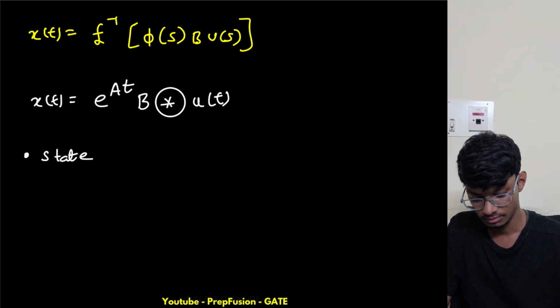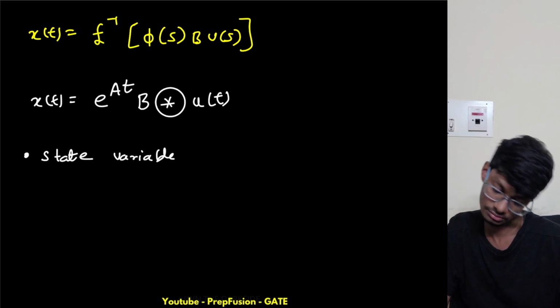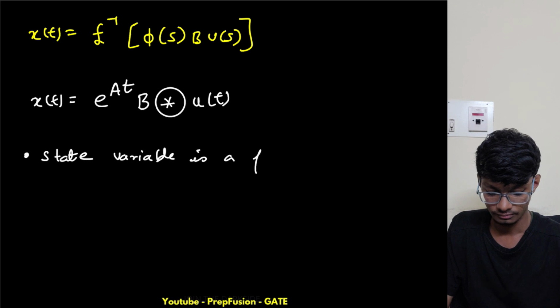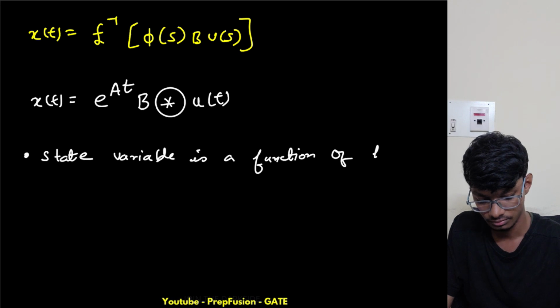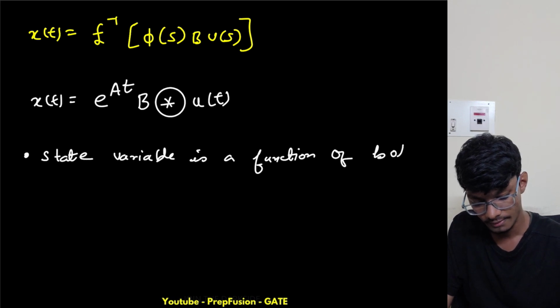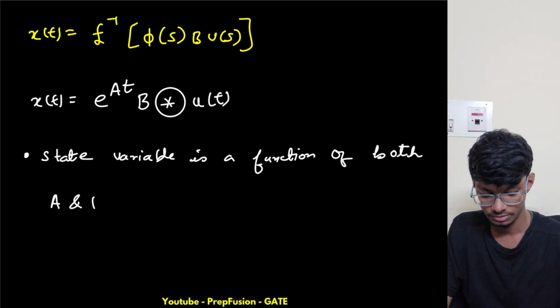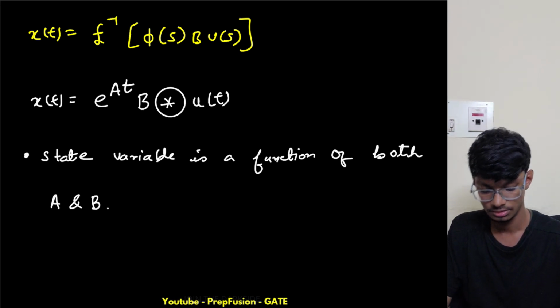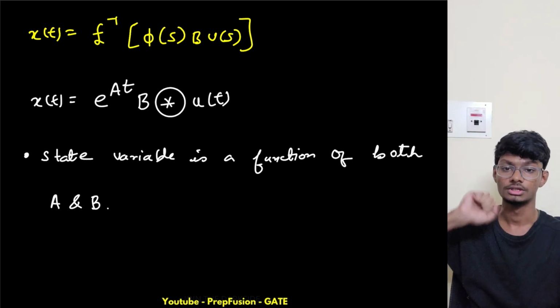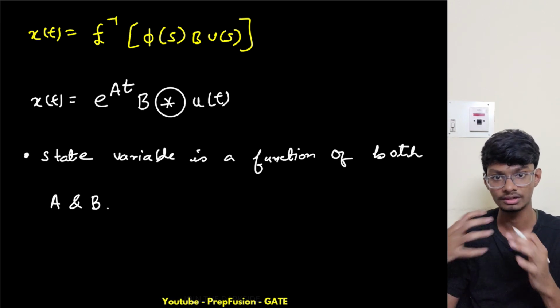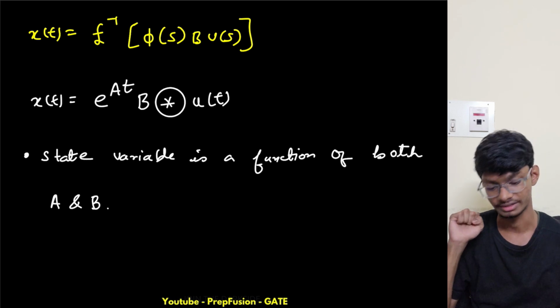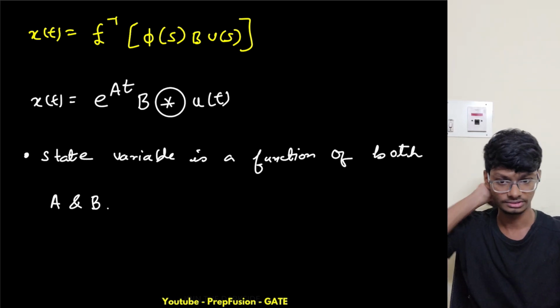state variable is a function of both A and B. Okay, so my state value is a function of both A and B. There will be some matrix related to A and B, and that will define the controllability and observability. I will tell you about controllability. Observability will depend on different matrices, which we will also study.